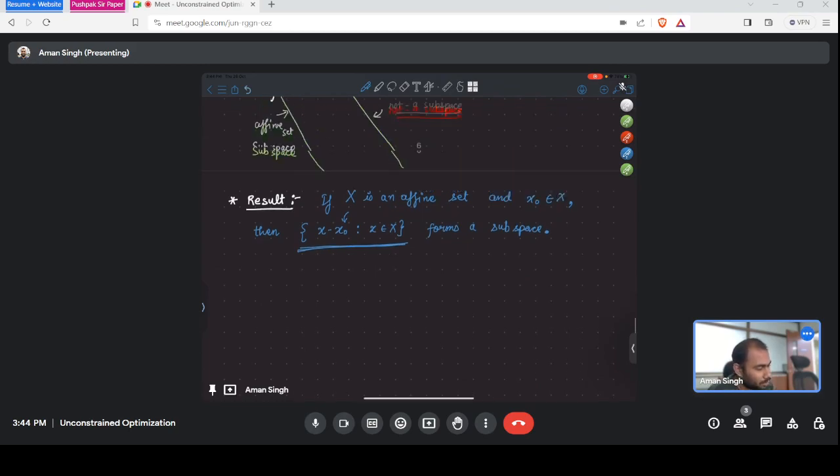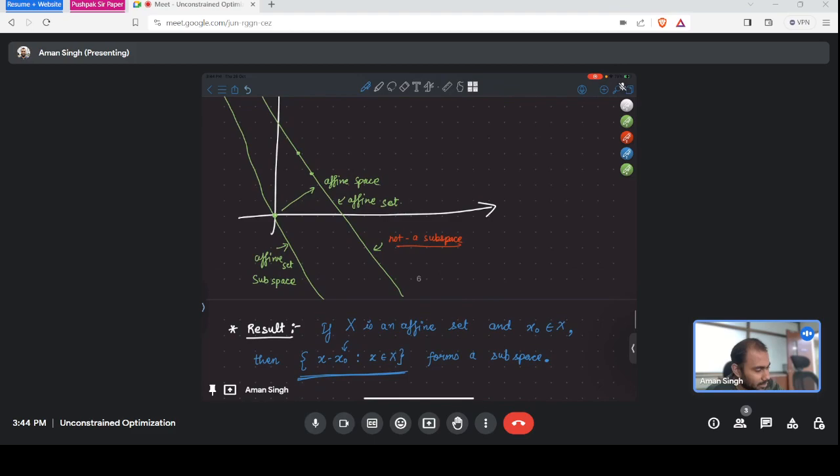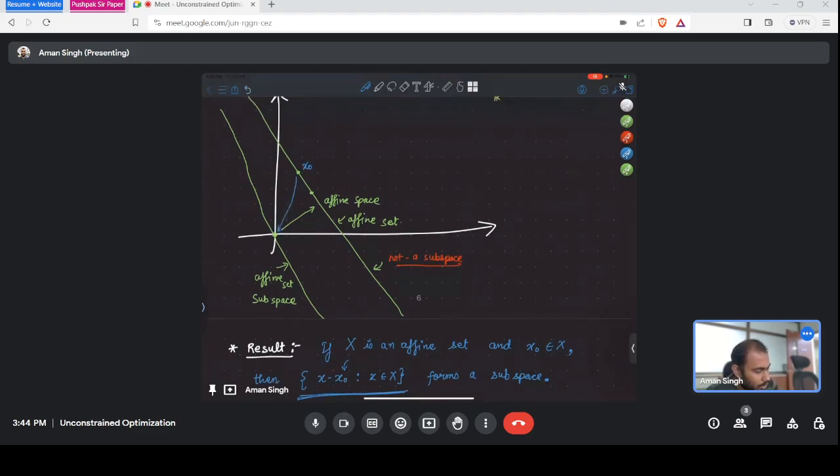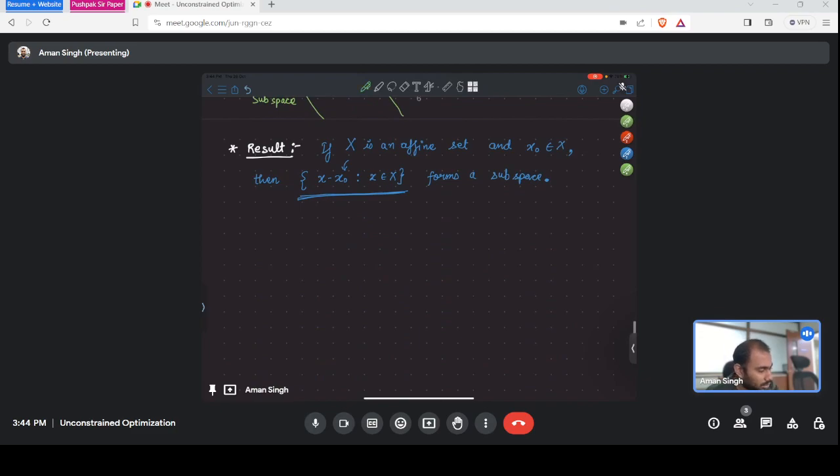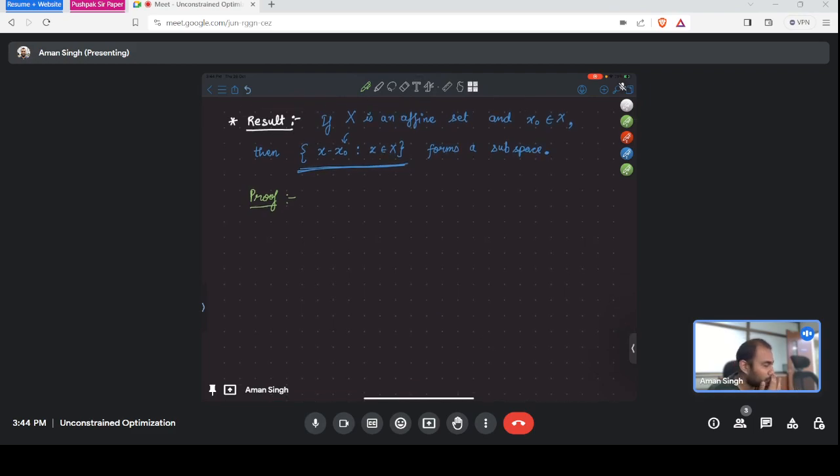If you look at the previous example, let's say this is x naught. If I move this affine space such that x naught goes to the origin, then it becomes a subspace. I told you visually, but there is a proof associated with this. I'll not tell you the proof, I'll just tell you some structure of the proof. How will you prove it?